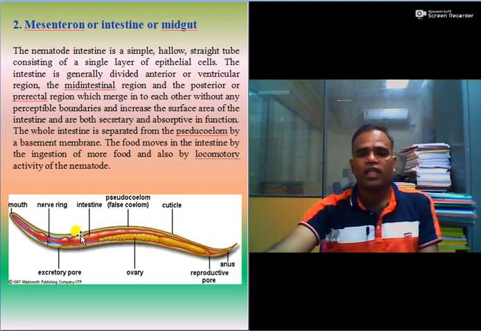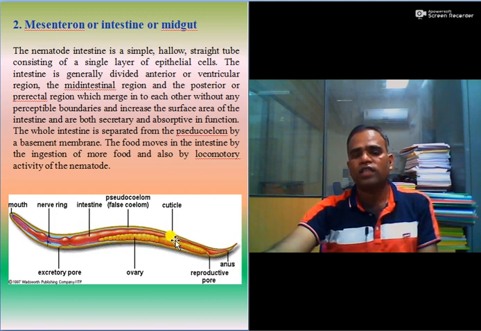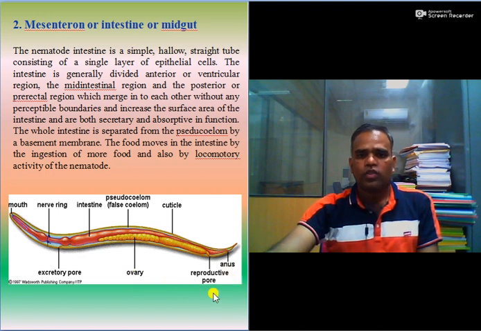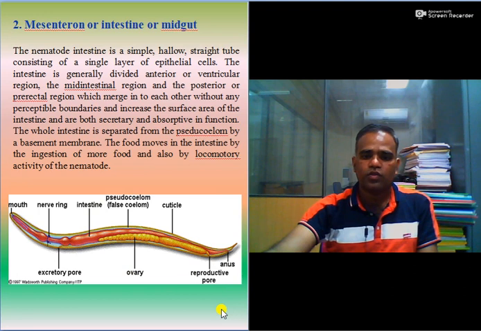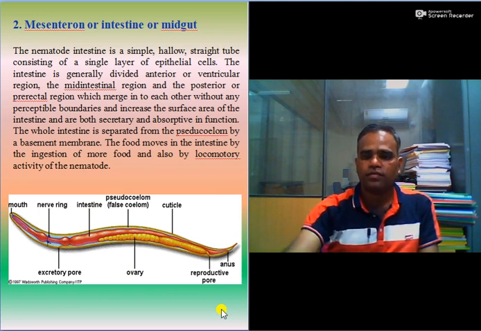side, and all the cells which are present function as absorptive cells or secretory cells. So they absorb the food material and provide it to the whole body. So this is about the mesenteron or intestine or midgut. You have to keep in mind, one may ask questions about explaining this term, or one may ask long questions.